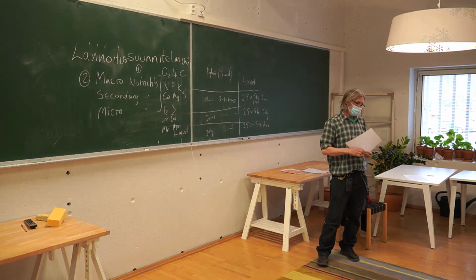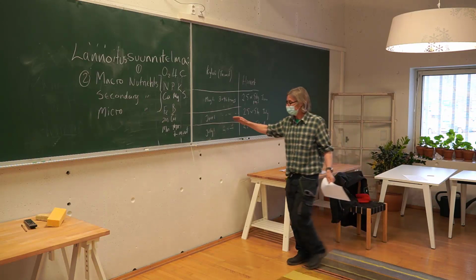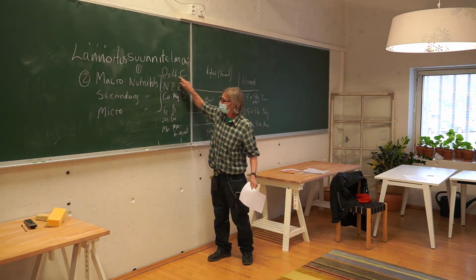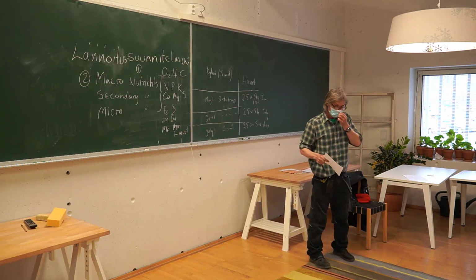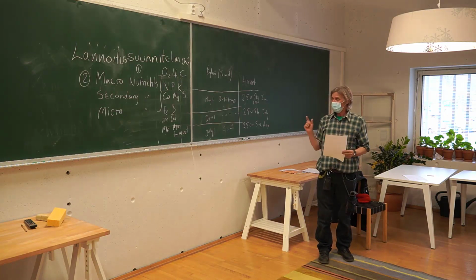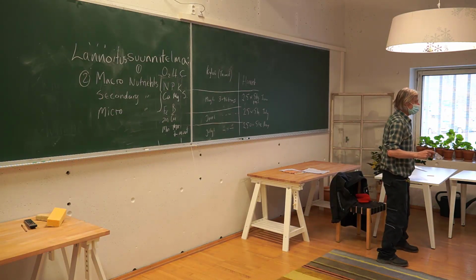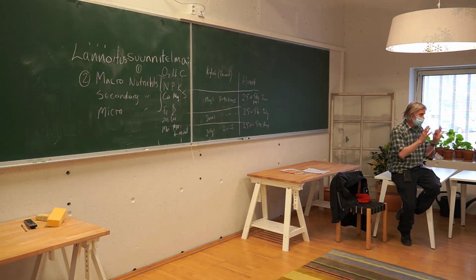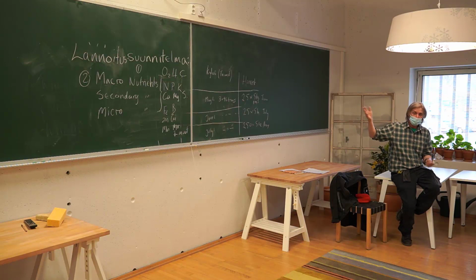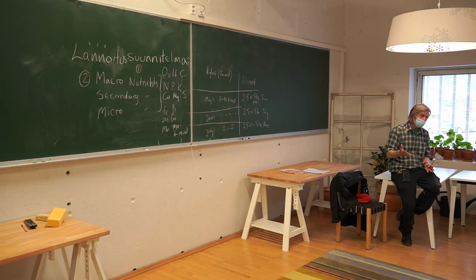Now when we talk about Lanoitussuunnitelma, this, of course, is what we need. And we have to feed the plant. So the first thing we have to know is how much is in our location, where we're going to grow this crop. We have to know what's there. Is there any nitrogen there? Is there any potassium? And if there is, how much is it? And is it enough for the plant to grow without us adding anything?